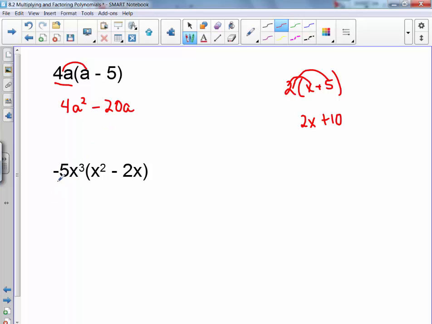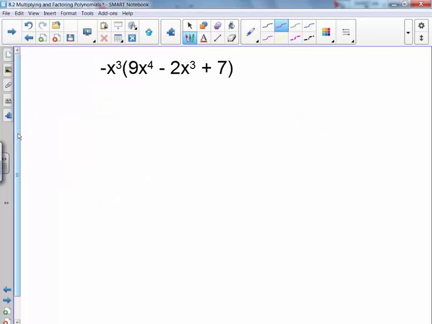Let's try this one. Negative 5x to the third. So you go negative 5 times 1. Okay. Negative 5. x to the third times x squared is x to the fifth. Minus times minus gives you plus. 5 times 2 gives you 10. x to the third times x gives you x to the fourth. Okay, very good.